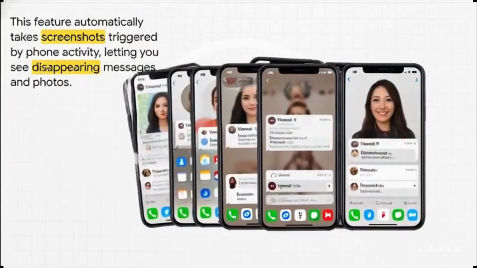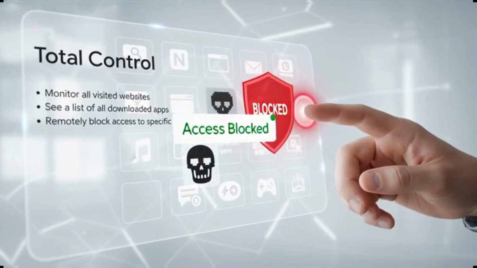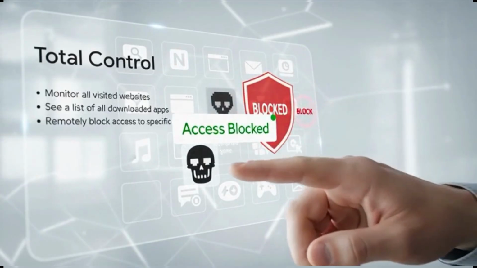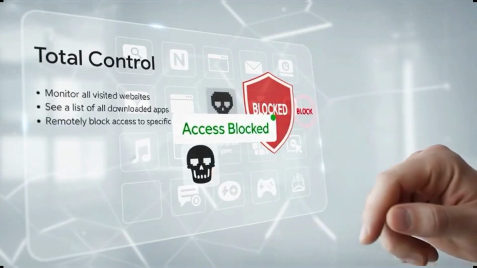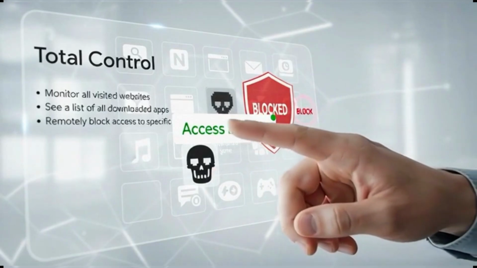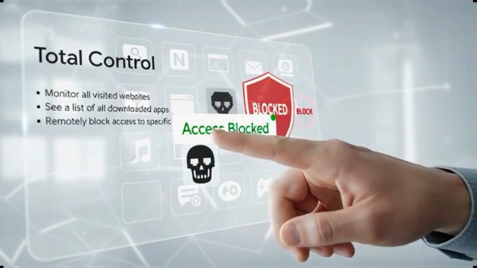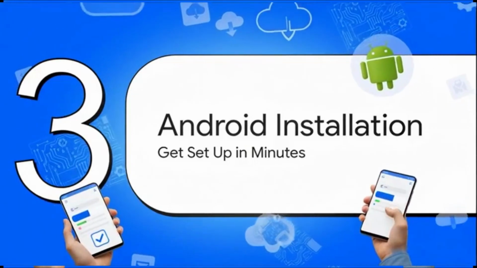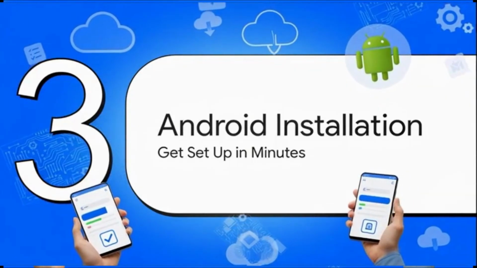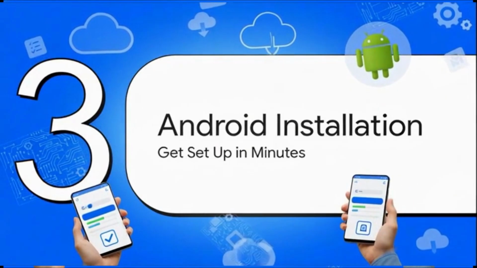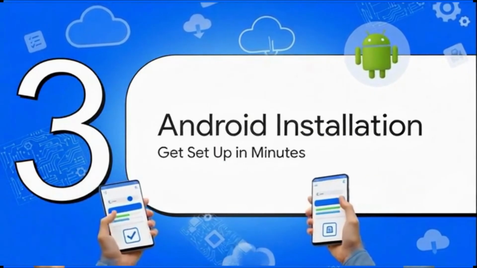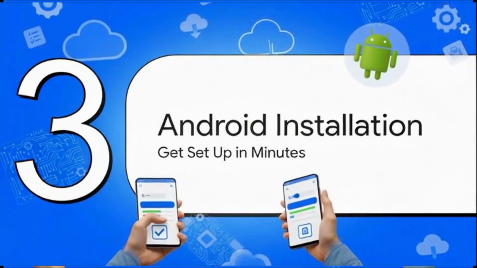And finally, you get control. mSpy lets you see every single website they visit and every app that's been downloaded. And if you see something you don't like, you can remotely block that website or that app right from your dashboard. It's that simple. Now, I know what you might be thinking. This all sounds great, but is it a huge pain to set up? Well, let's walk through the installation for an Android device, and you'll see just how easy it really is.